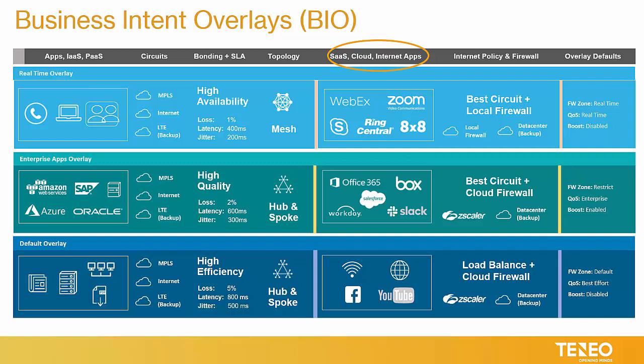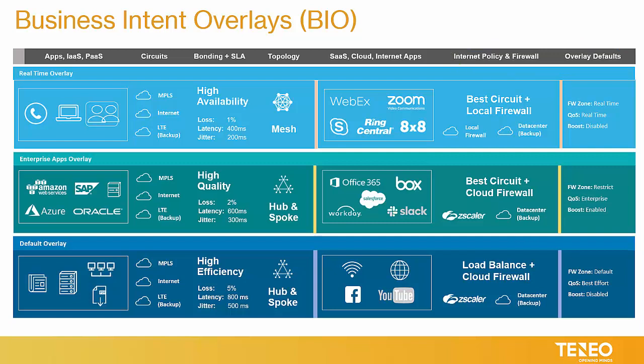We'll talk more about internet policy and firewall and overlay defaults when we discuss application visibility and control, or AVC, later in the presentation. The key thing to know is that security and other configurations are easily managed in a BIO, meaning how traffic is treated is determined by our business intent.